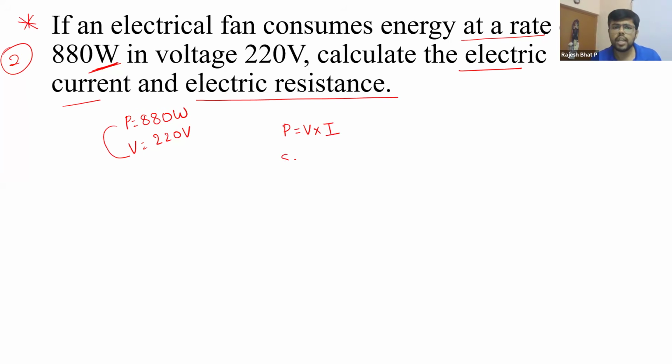Okay. Now power is 880. V is 220. Current I don't know. So this one will come to the denominator. 880 divided by 220. 0 cancel. Ones are, and this is how much? 4. 4. Therefore current is how much? Current is 4 ampere. Okay, current I found.